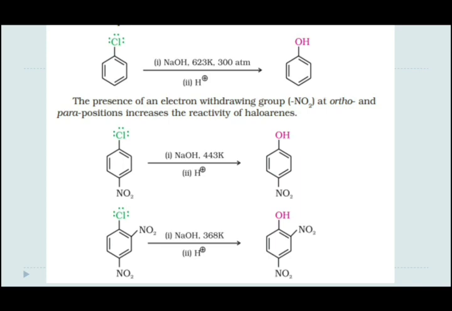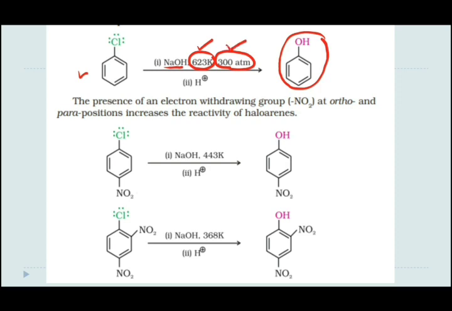Okay, so now see that these reactions will require high temperature to get completed. At higher temperature these reactions generally take place. Now see that in this chlorobenzene, when we react it with NaOH at 623 Kelvin temperature and 300 atmospheric pressure, we get the phenol. Okay, so here we can see that we require very high temperature as well as pressure.